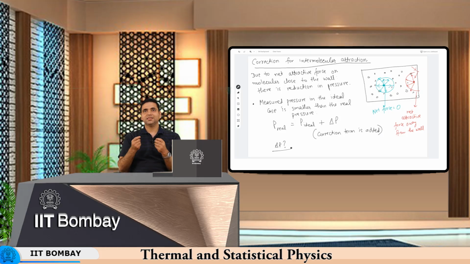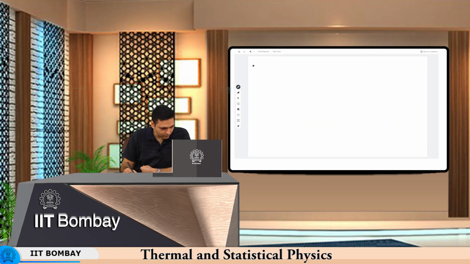Since the real pressure is less than what we observe, what we believe, because there is a net attractive force acting on this molecule which is about to hit the wall, we have to add a correction term. And now what is that correction term? Let us try to estimate that. So how do we do that?